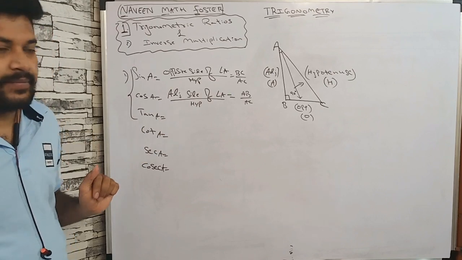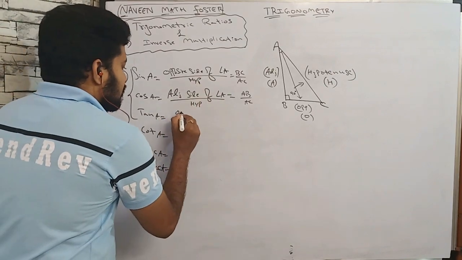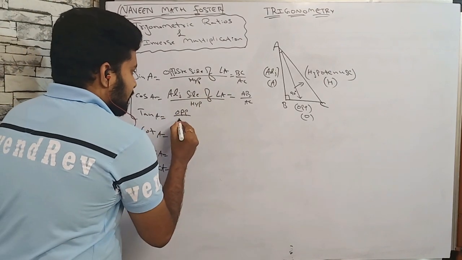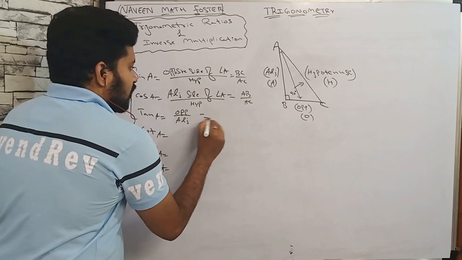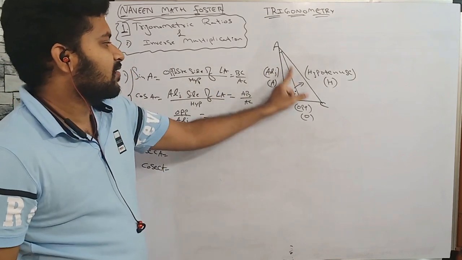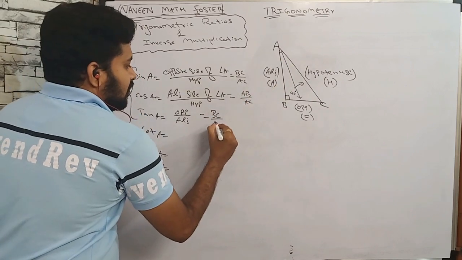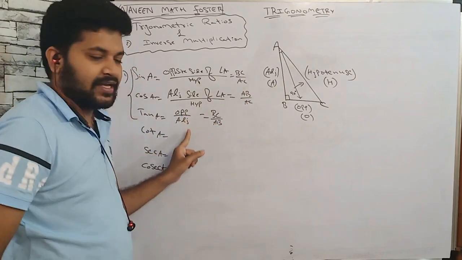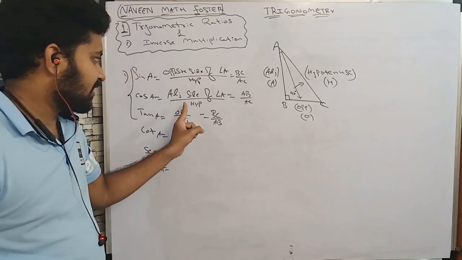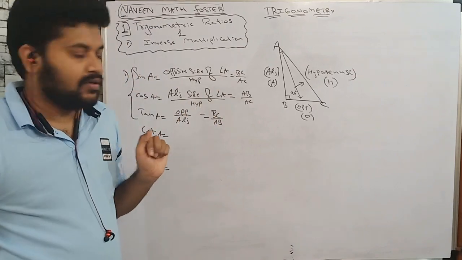Now what is tan? Tan is the opposite side of angle A by the adjacent side of angle A. The opposite side of angle A is BC, the adjacent side of angle A is AB. I am writing in short form, because everything is related to angle A only.